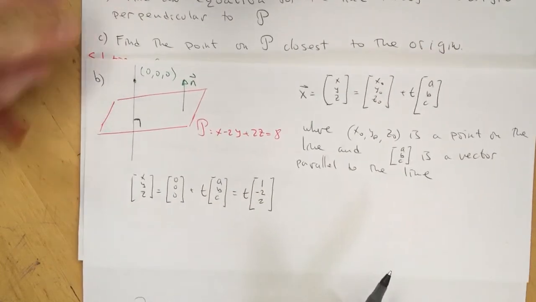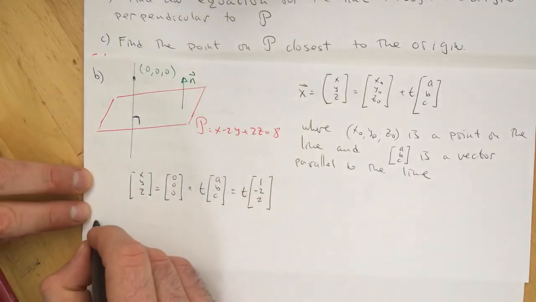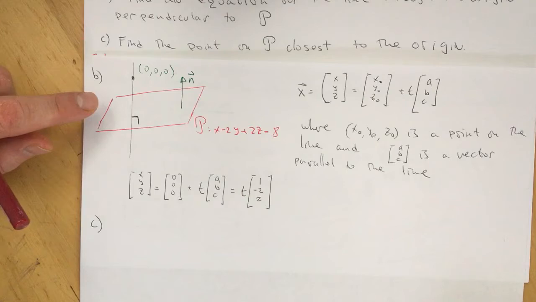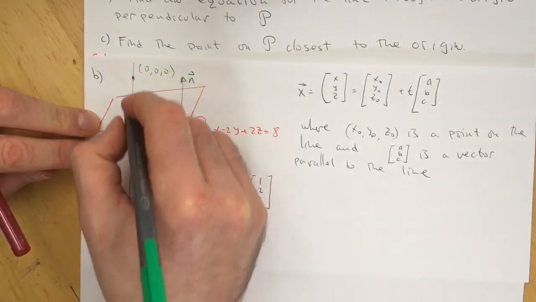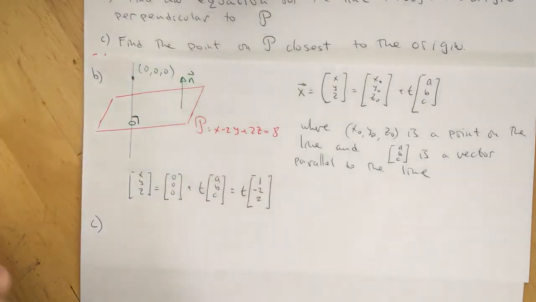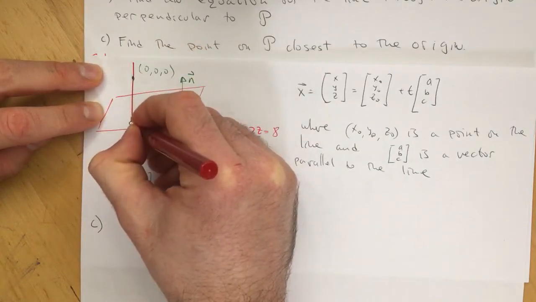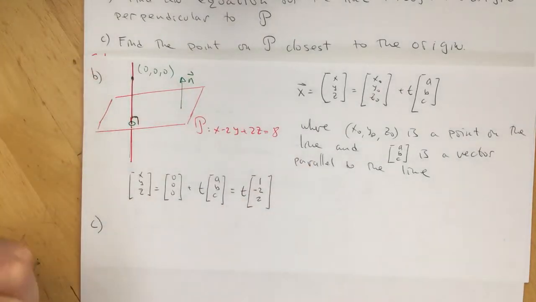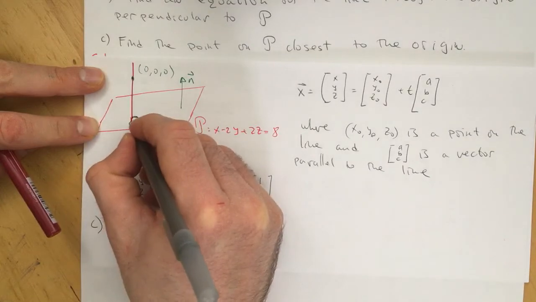And finally, part C, find the point on the plane P that is closest to the origin. So basically we're looking for this distance. Let's say that this is the line. Okay, what we're looking for here is, what is this point here?